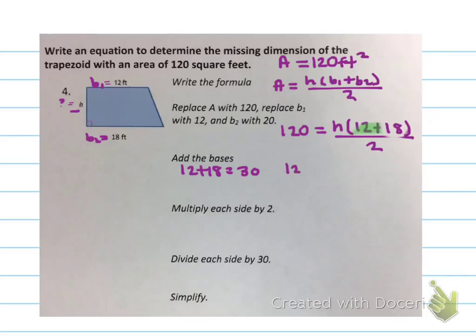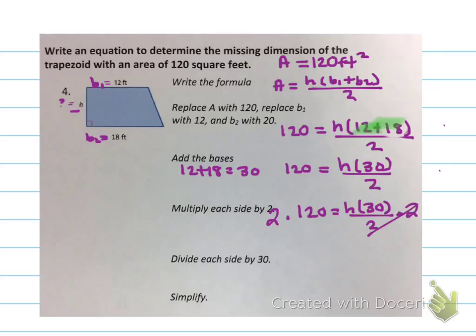So we're going to plug it back into our formula. 120 equals H, and instead of 12 plus 18, we're going to put a 30. And then that's all over 2. Okay? So let's rewrite that so we can do this next step of multiplying each side by 2. The one thing that we want to do is get H by itself. So in order to do that, I need to get rid of this 2. This 2 says divided by 2, so I'm going to multiply by 2 on each side. That makes my 2's go away.